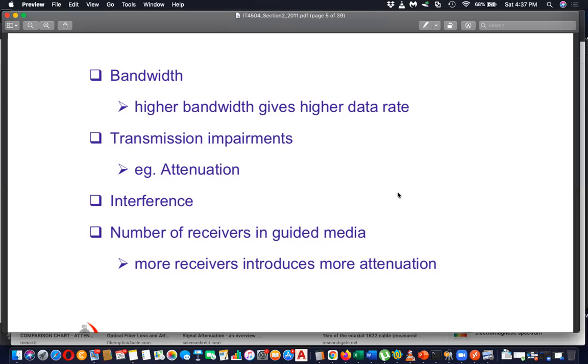Number of receivers in the guided media. So basically, if it is a guided media, what are the receivers? Receivers means how many points you connect, for example in a bus network, to the particular network system. If the number of points is high, then again there is more attenuation. At each point the signal will be attenuated.